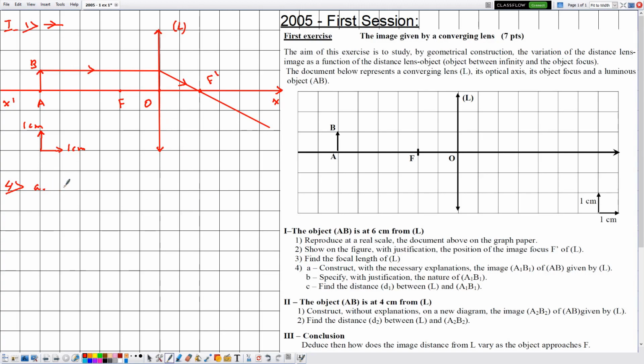Now let's do the justification. An incident ray issued from B parallel to the optical axis emerges passing through the image focus.